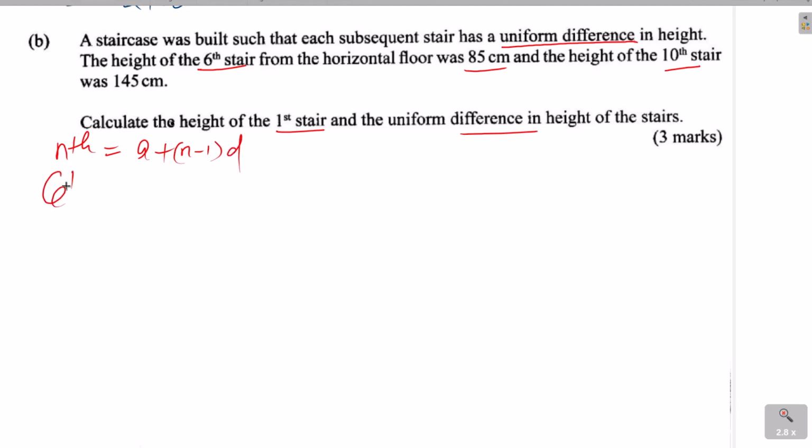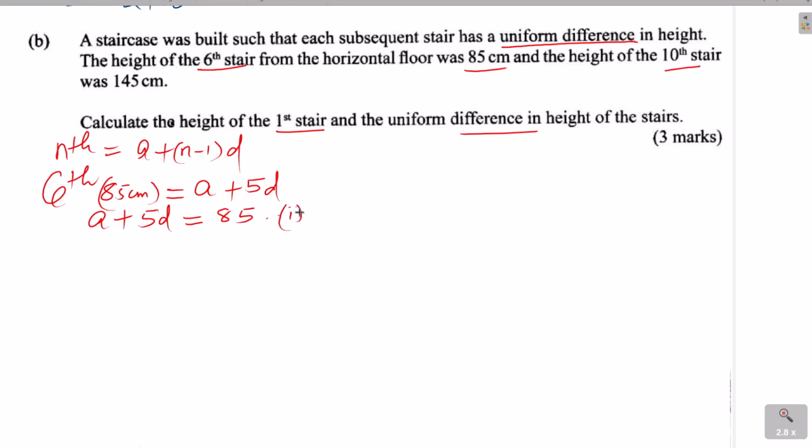So the height of the 6th stair, which is given as 85 centimeters, is given by the height of the first stair, which is a, plus n. It is the 6th stair, therefore n will be 6, subtract 1, that will be 5, and then multiply by that uniform difference, which we don't know, so we leave it like that. So this will give us the first equation, that a plus 5d is equal to 85. That is the first equation.